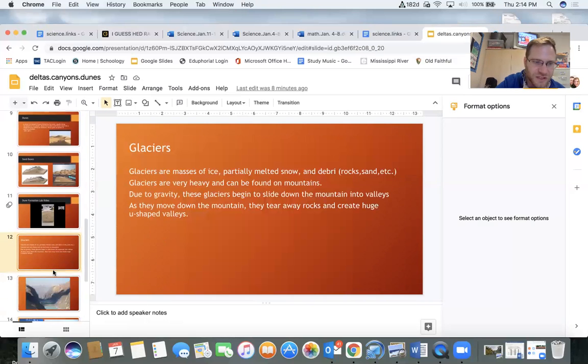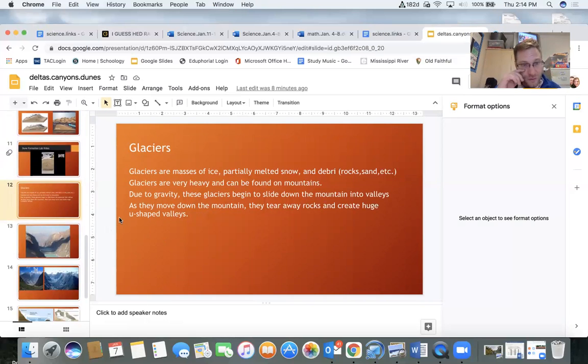The next one is how glaciers make U-shaped valleys. So glaciers are masses of ice and debris together. There are parts of melted snow in them, but it's ice, some melted snow, and debris. Glaciers are very heavy, and they can be found on mountains, usually in extremely cold areas. But due to gravity, these glaciers begin to slide down mountains into valleys. And as they move down these mountains, they tear away rocks and create huge U-shaped valleys.